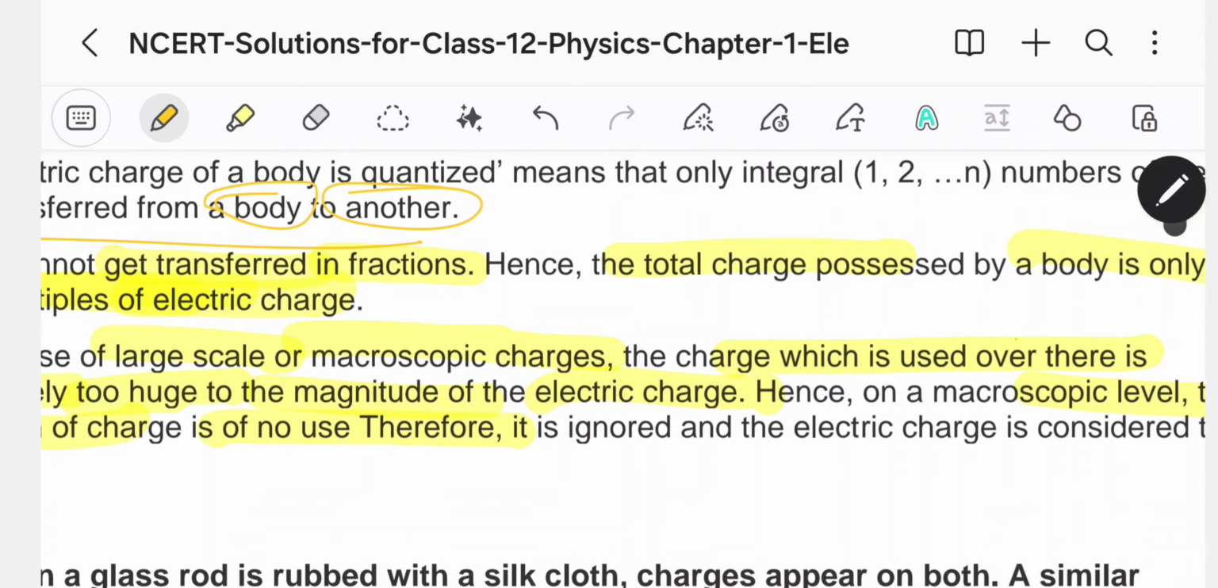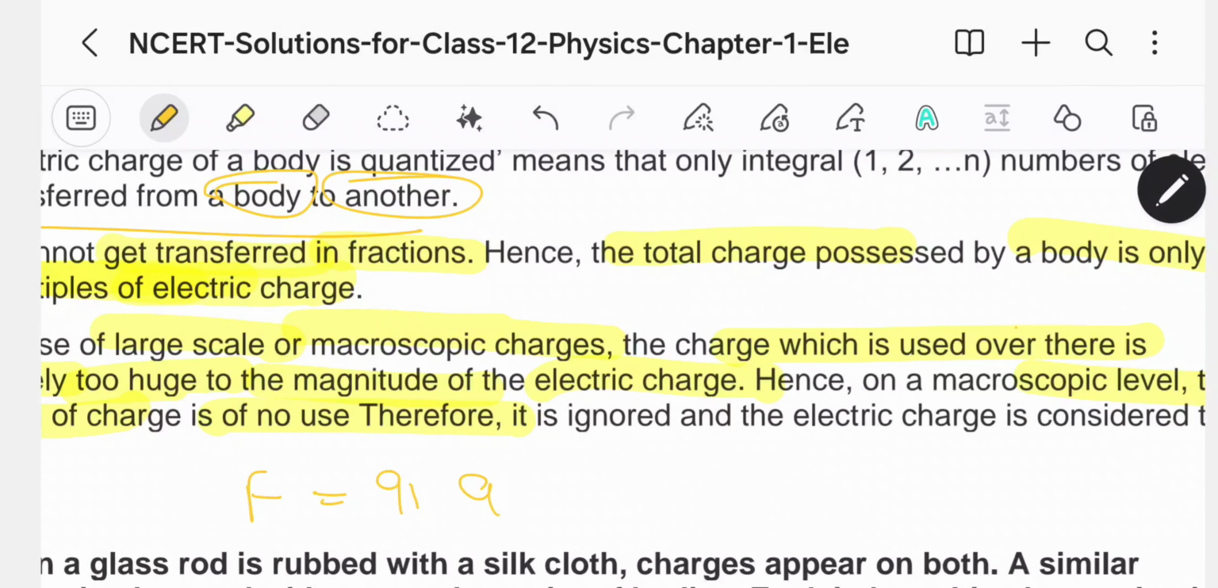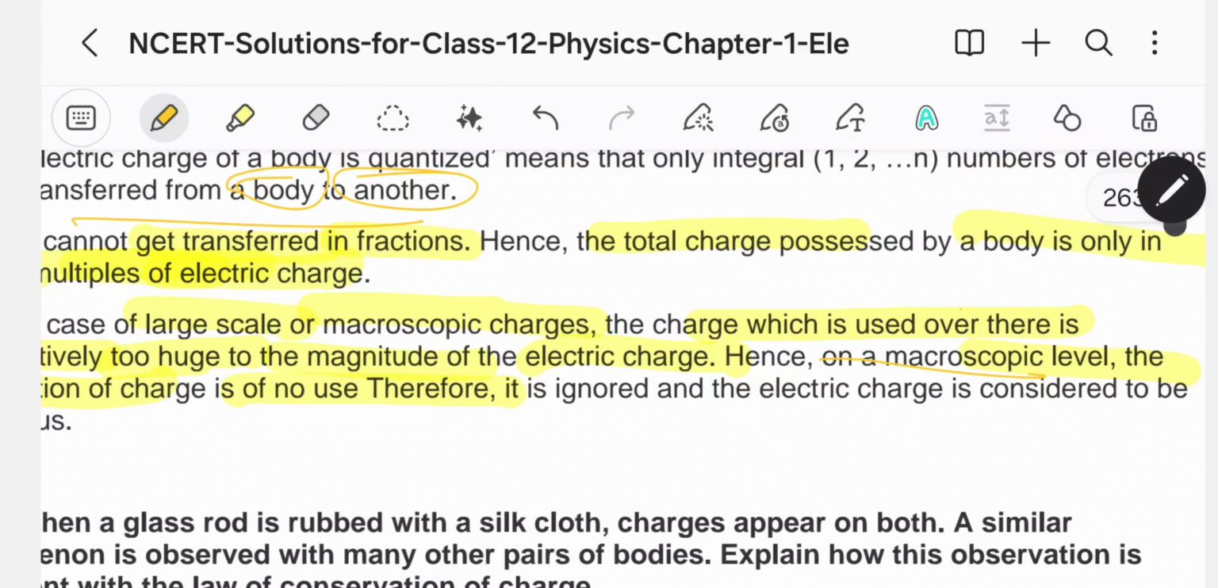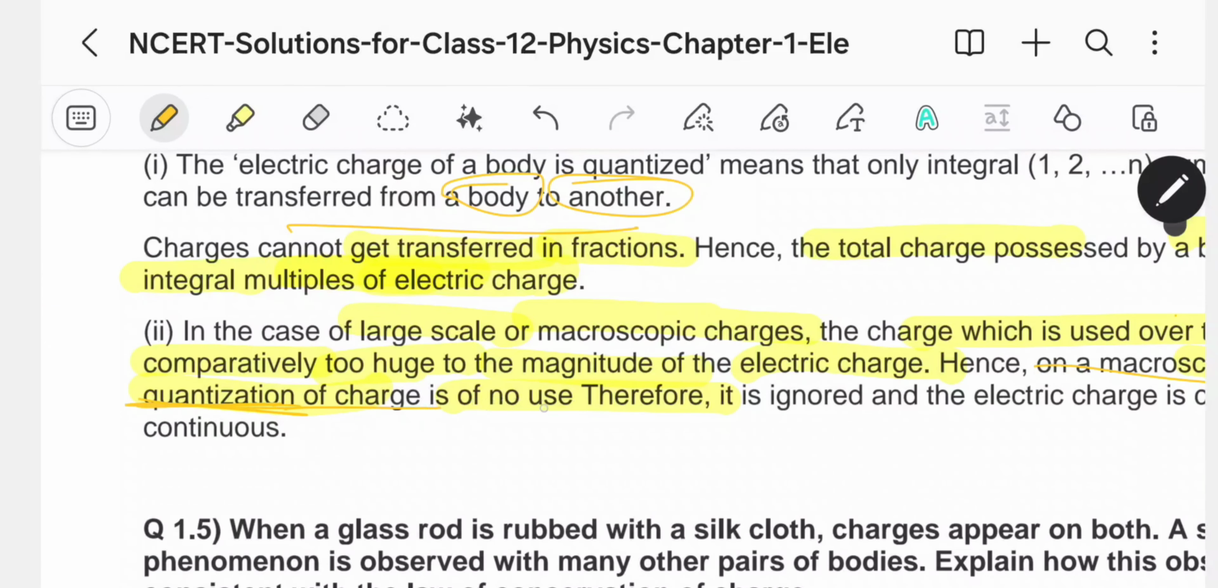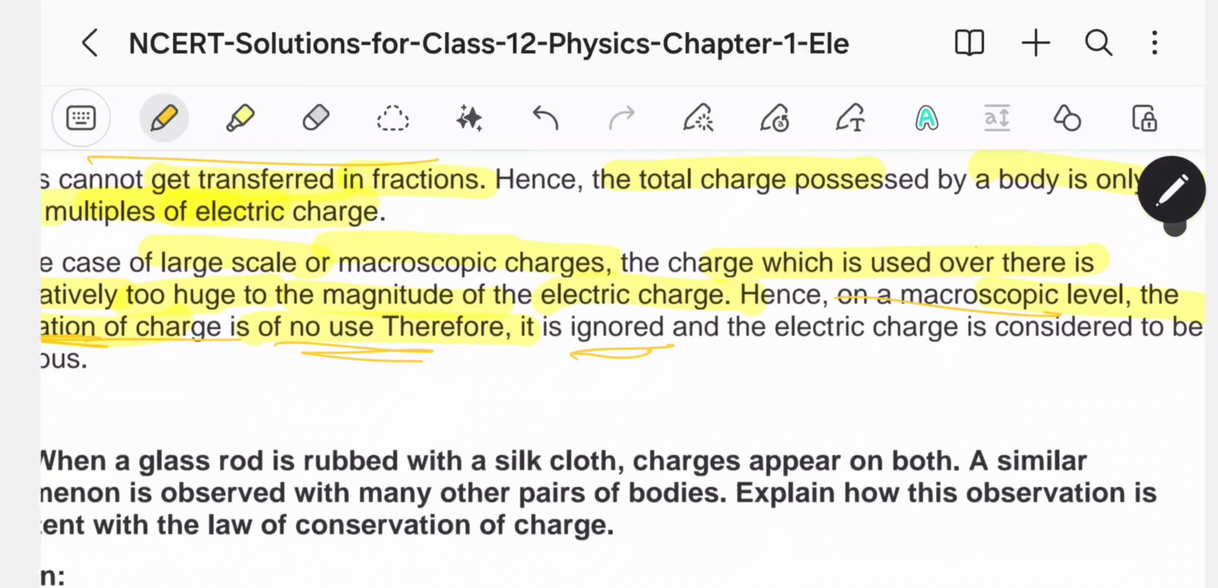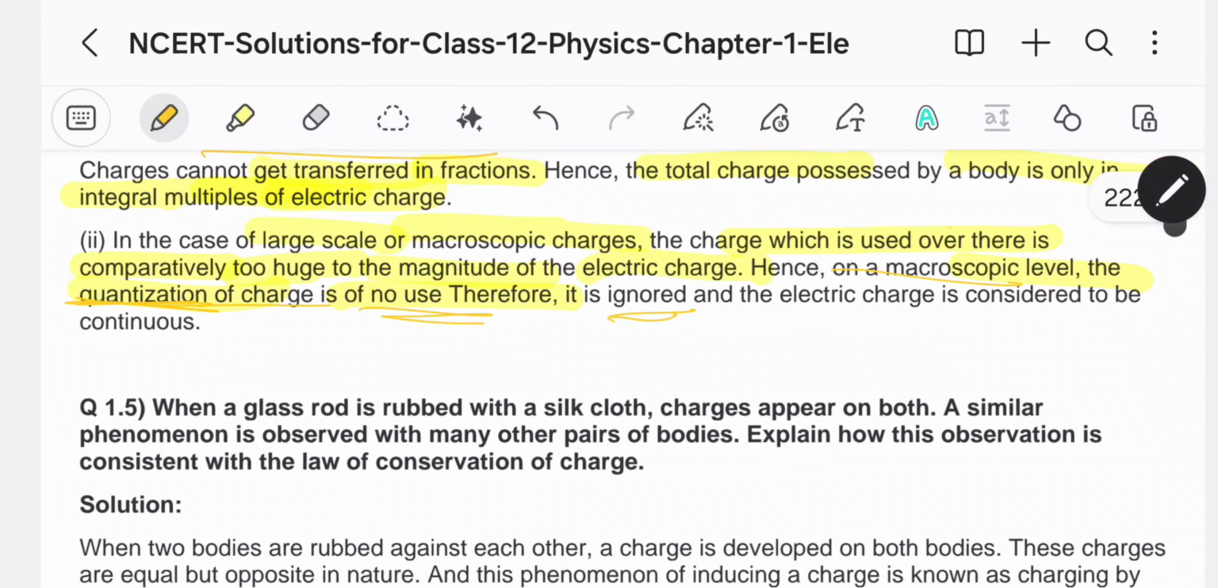But right now what we're doing is we're calculating Q1, Q2, and finding the electrostatic force. But on the macroscopic level, we can't find that. So on the macroscopic level, the quantization of charge is of no use, and that's why it's ignored. Electric charge is considered to be continuous.